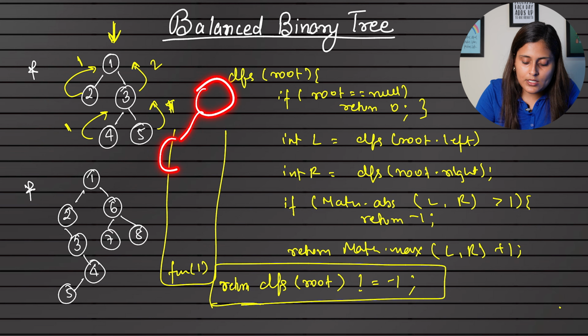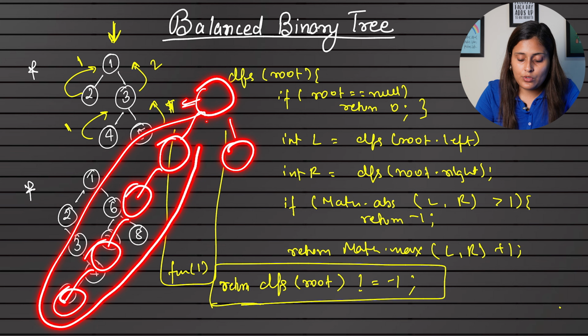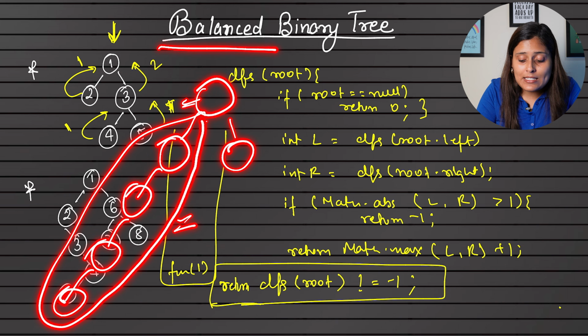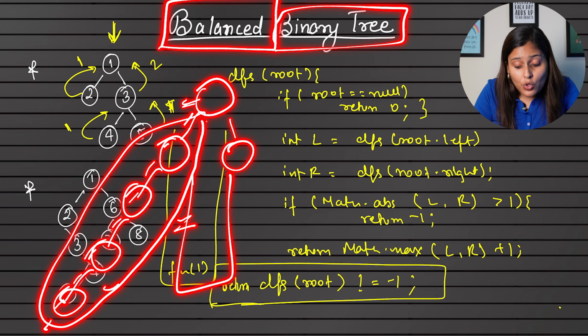Skewed means this is all you have. The number of nodes will be like this, meaning from any one side you have multiple nodes. As it is a balanced binary tree check, there might be some tree which is not balanced. So you will end up adding all the nodes in the stack, correct? So the space complexity will go to O of n.